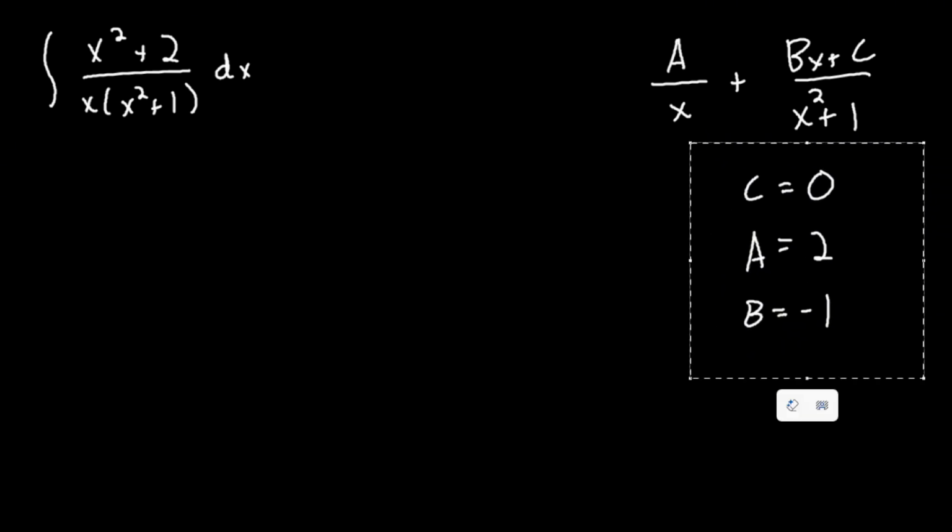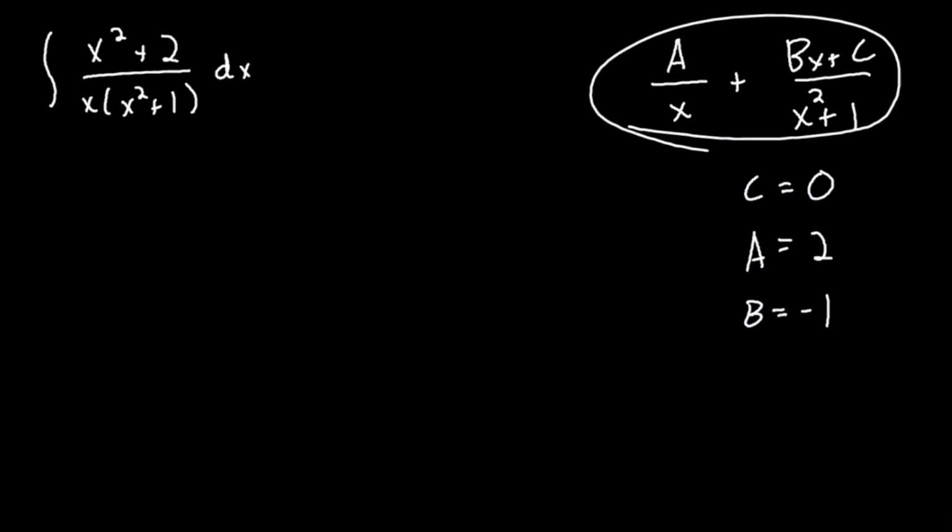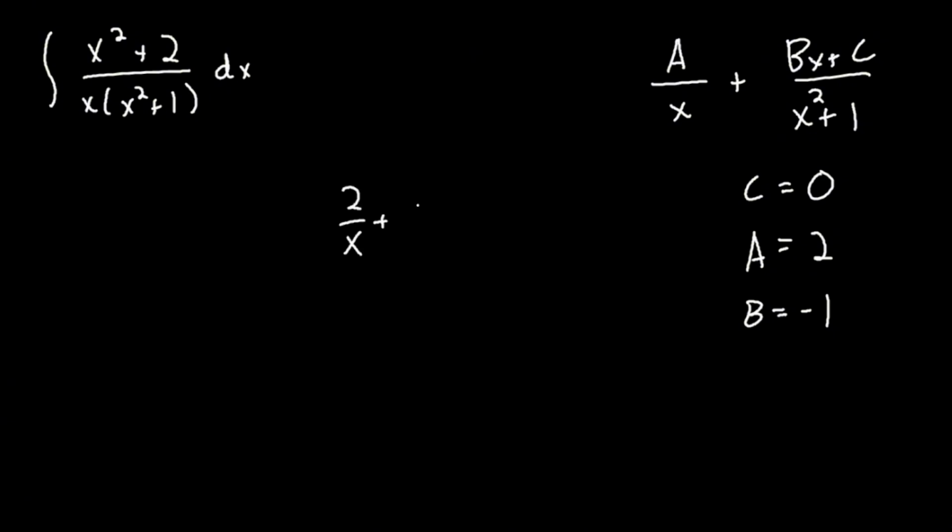So setting up is really the hardest part. This right here is really the hardest part. So a is equal to 2, so we have 2 over x right here. b is equal to negative 1, so we actually have minus x over x squared plus 1, and c is equal to 0, so we just put plus 0, kind of omit that. And this right here is our new integral format.